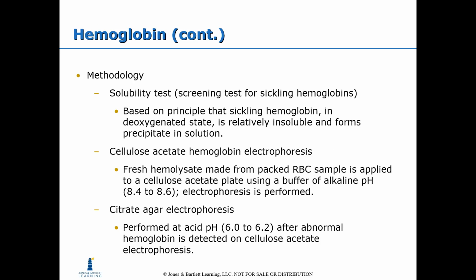Solubility test is a screening test for sickling hemoglobins. So sickling hemoglobin typically precipitates in solution. So the solubility test is based on that principle. And then there's two different types of electrophoresis that can be performed. There's the cellulose acetate and the citrate agar electrophoresis. Cellulose acetate occurs at a much higher pH, so an alkaline pH. Citrate is going to be performed at a lower pH, an acidic pH.